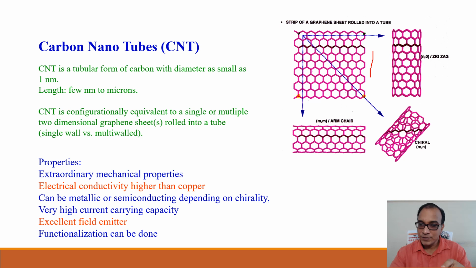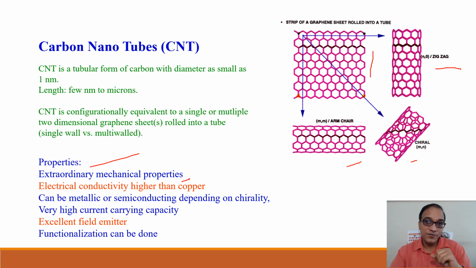They can be rolled into a tube, single wall or multiple wall, and this way the carbon nanotubes have this kind of configuration with the chiral center. So carbon nanotubes have wonderful properties, as we were discussing earlier. They have extraordinary mechanical properties. Okay, they have very good strength.